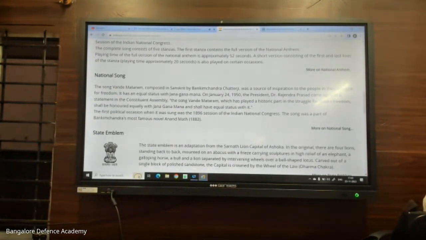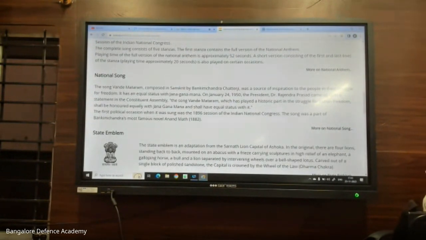L-O-R-D. Lord Curzon, C-U-R-Z-O-N. Lord Curzon in 1905, look here now, eyes on me, Lord Curzon in 1905 divided Bengal into East Bengal and West Bengal. So Indians were very sad. They were sad and they started singing a song, that is Vande Mataram. Do you understand? Okay, so this song played a very important role during the Indian freedom struggle.